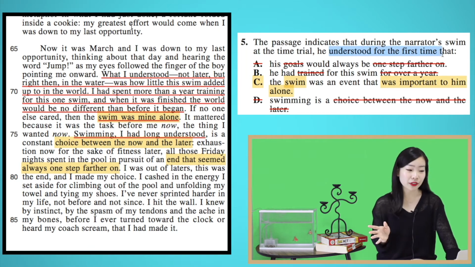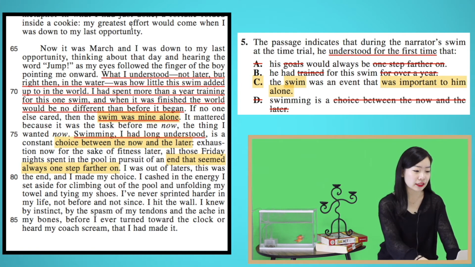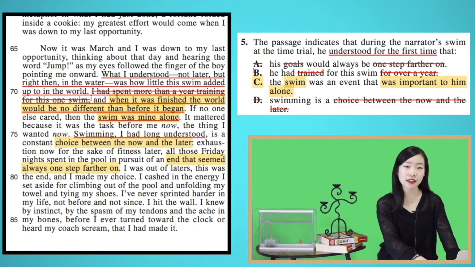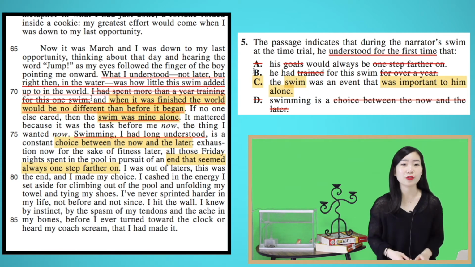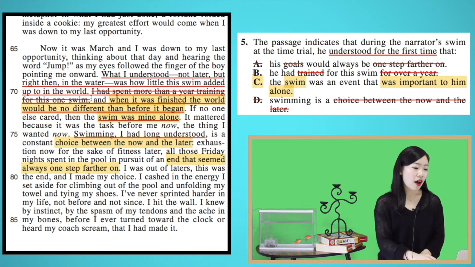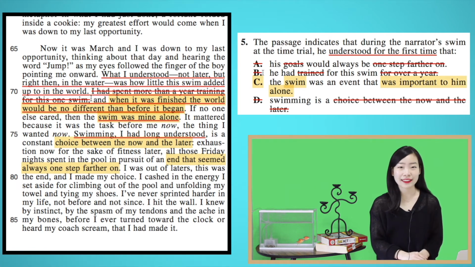But what did he just realize? Again, it's mentioned in the sentence before, over here, what I understood, not later, but right then in the water, was how little this swim added up to in the world. So this last part of the sentence was actually elaborating on what he just realized. So this was his point. In the first part of the sentence, I had spent more than a year training. This was just a fact, and he was just saying that to make a point later on in the sentence. So this is not something he realized, so B is not the correct answer.